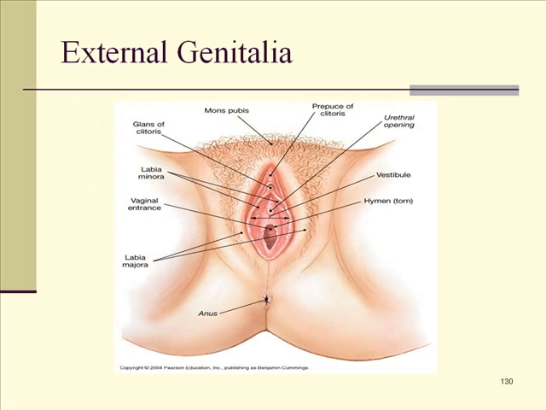This is an illustration from your book demonstrating the external genitalia, structures that you should be able to identify on this picture, starting with the mons pubis and the prepuce of the clitoris. You should be able to identify the glans of the clitoris, comparable to the glans of the penis, the labia minora and the labia majora, the vestibule and the hymen.